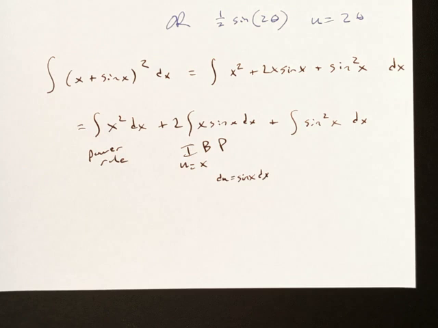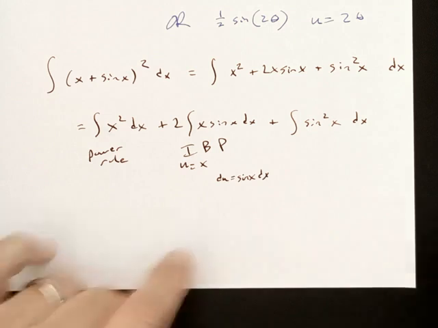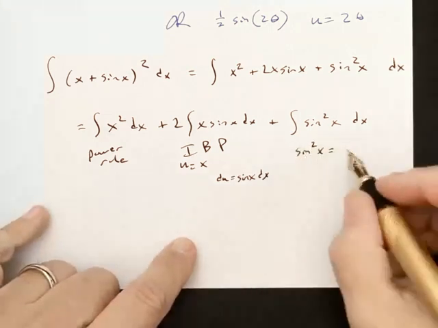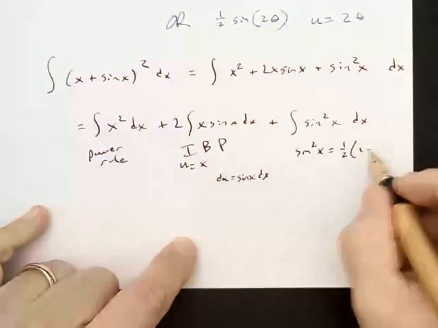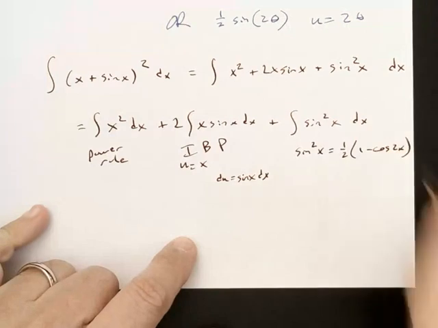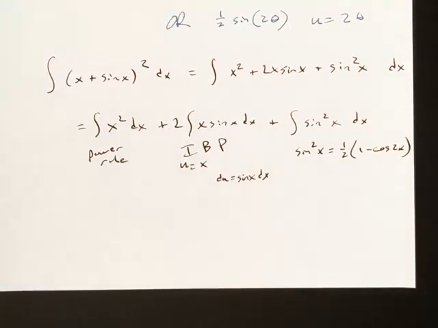Which one do you like? 1/2 times 1 minus cosine of 2x. This is where I use the double angle formula to get rid of the square. So sine squared of x is 1/2 times 1 minus cosine of 2x. I wrote it down, otherwise I'd never remember whether it was minus or plus.